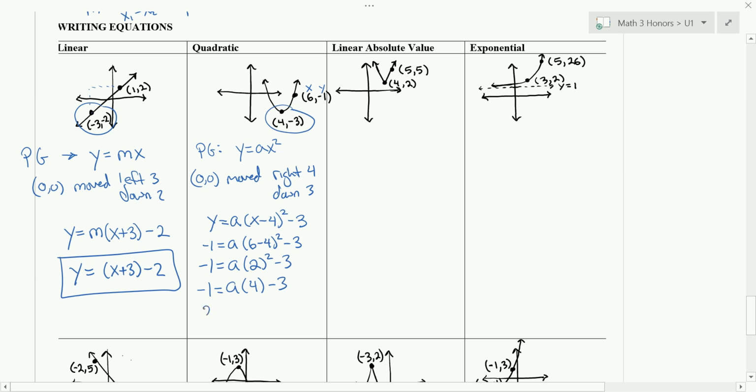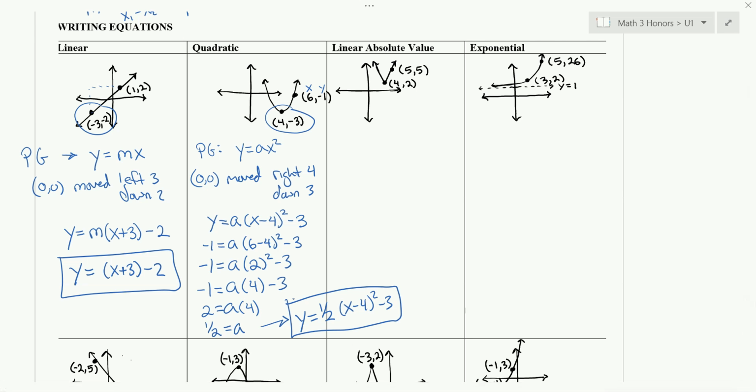We end up with 2 equals a times 4. And then what? Divide by 4. And so you get 1/2 equals a. And so my equation should be y equals 1/2 x minus 4 squared minus 3. And if you remember from Math 2 honors last year, this puts you in vertex form.